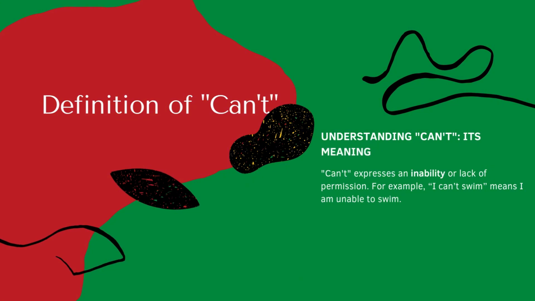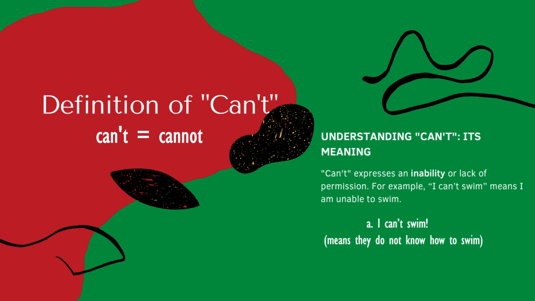Now that we have talked about what you can do, let's talk about what you can't do. The word can't is the contraction of cannot. It's used when someone is unable to do something or when they don't have permission to do it. For instance, if someone says, I can't swim, it means they do not know how to swim. It expresses limitation. Likewise, you can't go in there suggests that entry is not allowed, so it needs permission.